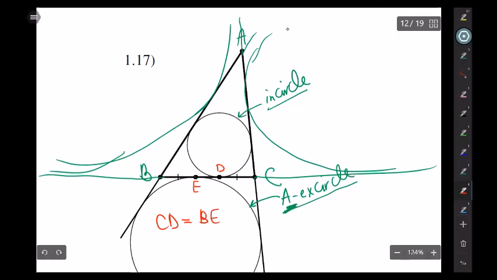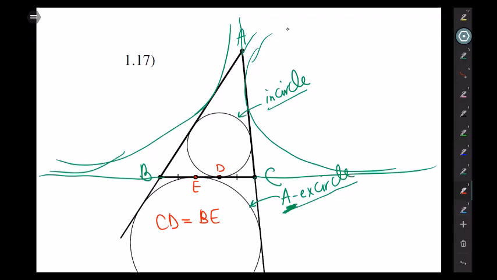So this is the touch point of the X circle. E is the touch point of the X circle with the side BC. D is the touch point of the in circle with the side BC. And the claim is BE is equal to CD. Can you imagine what the proof will end up using? So we need to establish some lengths.